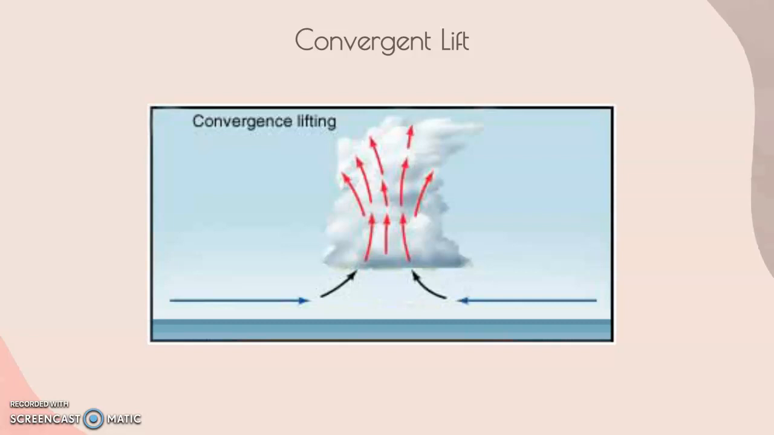A convergent lift forms when 2 horizontal air flows coming in from 2 separate directions collide with one another, and that forces the air up.